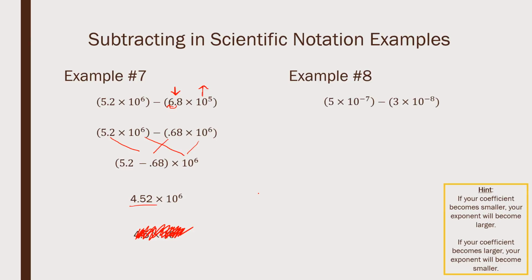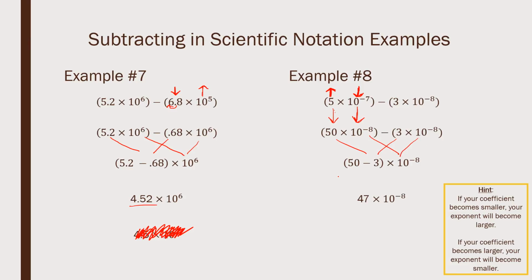Let's look at one with negative exponents. So let's get these to be the same, and let's move it to negative 8. Honestly, you can go either way. You can make it smaller or larger. So if I want to make this one smaller to match the negative 8, this one needs to become larger. Our coefficient needs to become larger. So instead of this being 5, now it's going to become 50. And instead of this being 10 to the negative 7, it's going to become smaller, so it's 10 to the negative 8. Combine your coefficients, and then combine your powers.